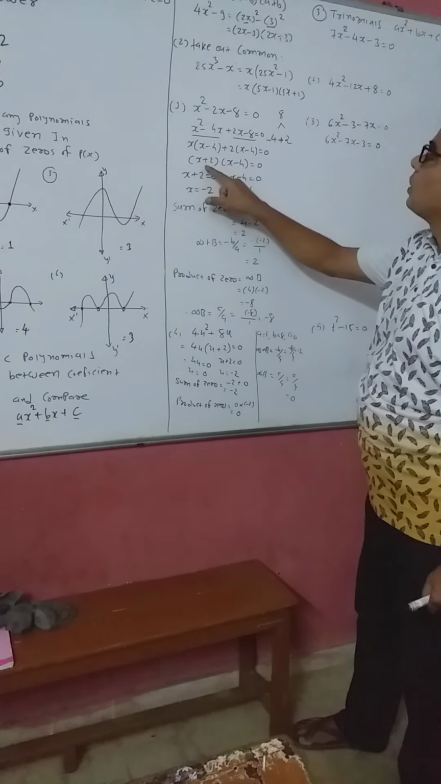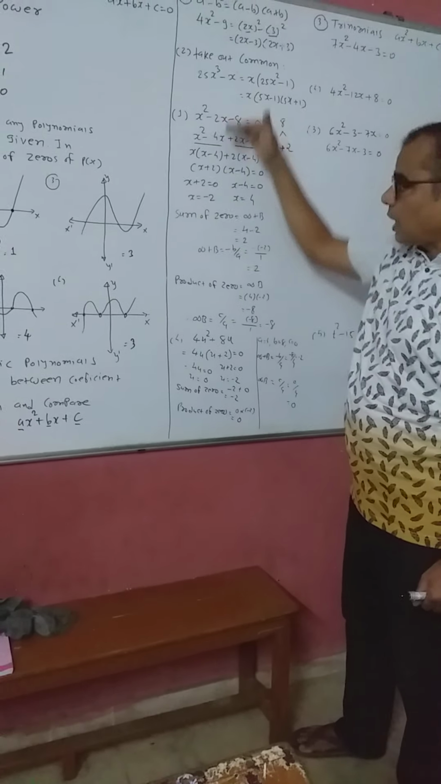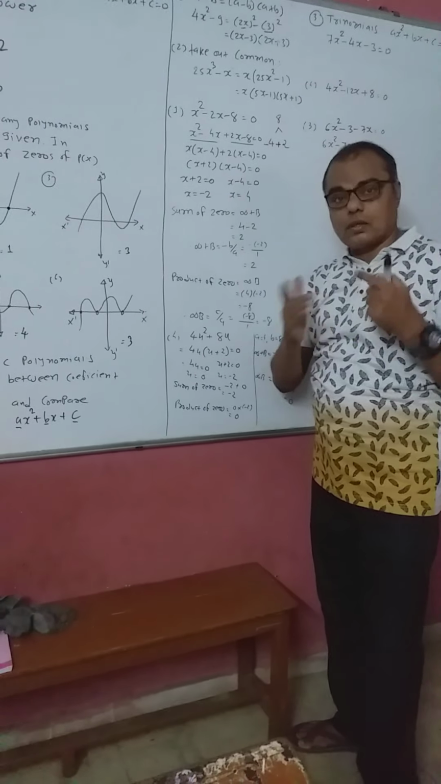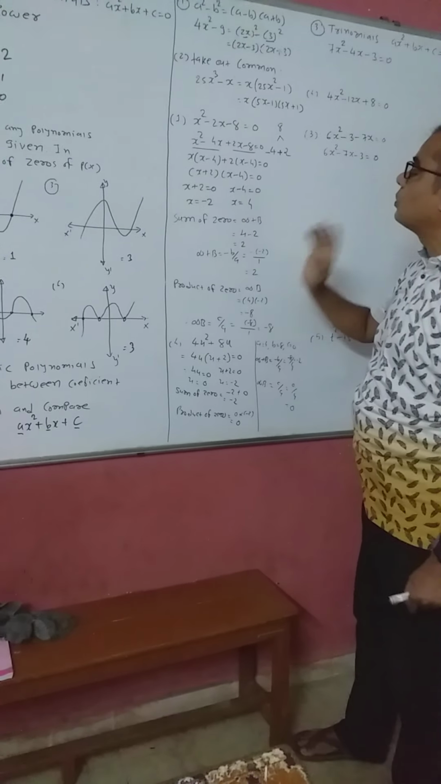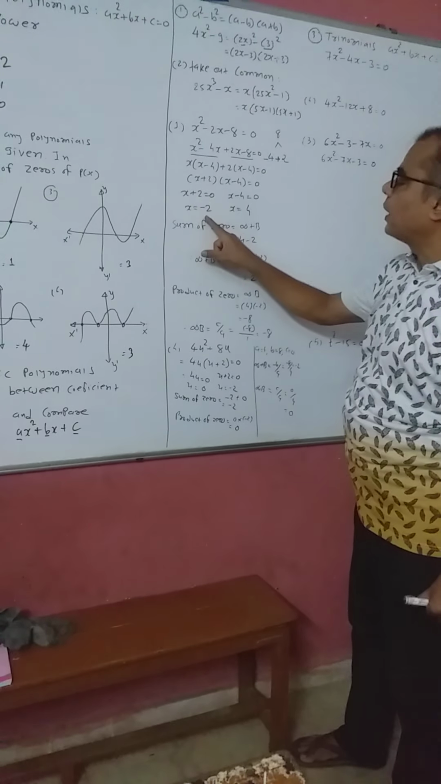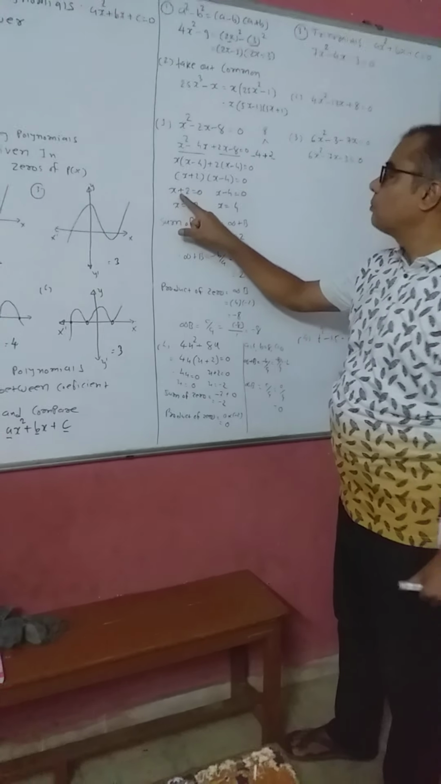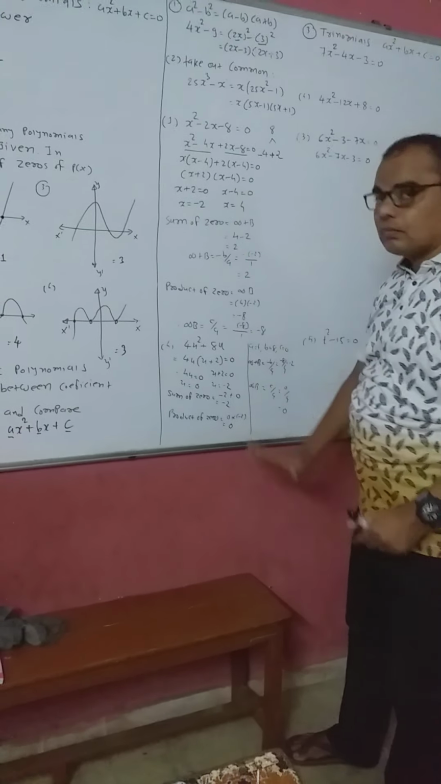So in this way, compare with 0. After factorization, you have to compare. So x plus 2 equal to 0, x minus 4 equal to 0. So plus 2 will go on that side, the sign will be changed. Plus becomes minus, minus becomes plus.